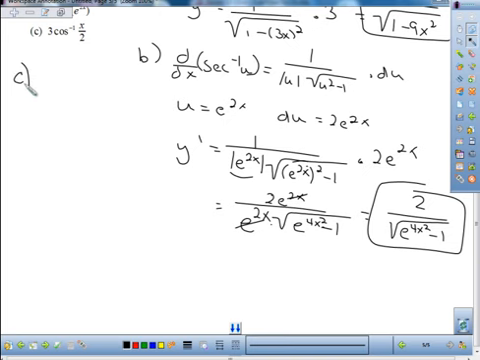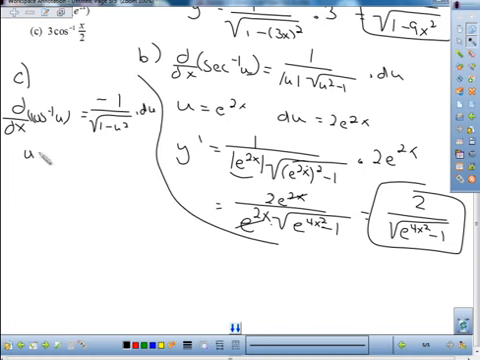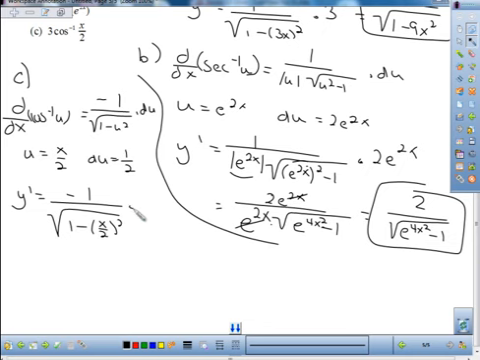Okay. For part C, we just have to use the formula. The derivative of inverse cosine is negative 1 over the square root of 1 minus u squared times du. So in this case, u is x over 2, du is 1 half. So my derivative is going to be negative 1 over the square root of 1 minus x over 2 squared times 1 half. So we're going to do a little bit of algebra here.